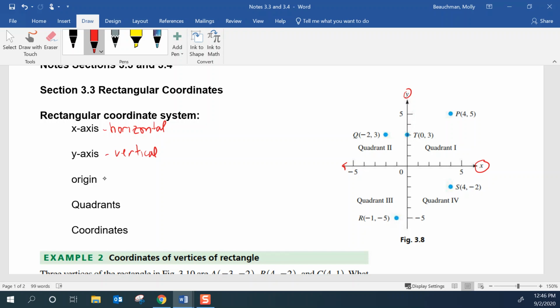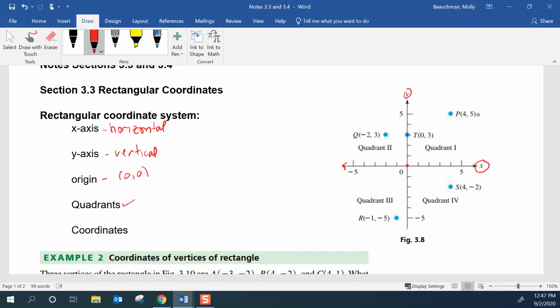The origin is where the two number lines intersect, and they intersect at the coordinate 0, 0: x equals 0, y equals 0. So that's the origin. These two number lines that intersect at a 90-degree angle split the plane into quadrants, and we identify the quadrants counterclockwise.